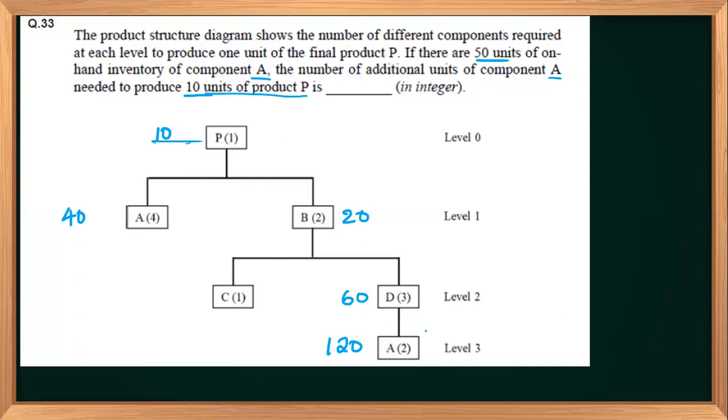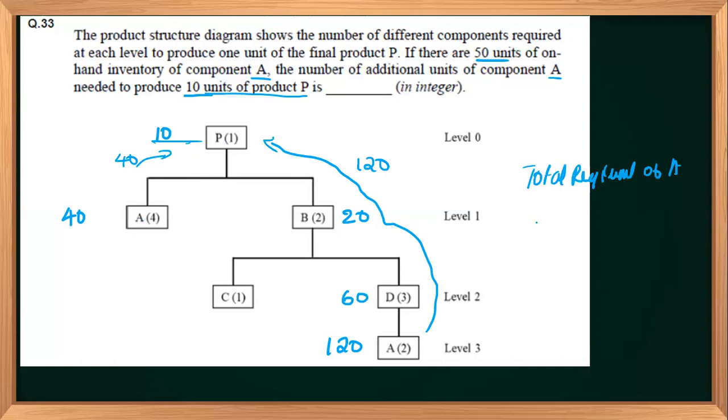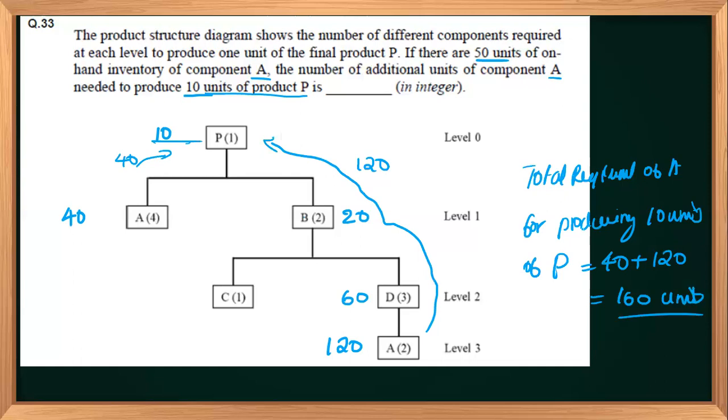From this way, I require 120 units of A, and directly I require 40 units of A. So the total requirement of A for producing 10 units of P will be 40 directly, and 120 from this chain. So this will be equal to 160 units. 160 units of A are required, out of which we have how many? 50 units are there. So how many do we have to produce? That is the question. The additional units of A needed to be produced, right?